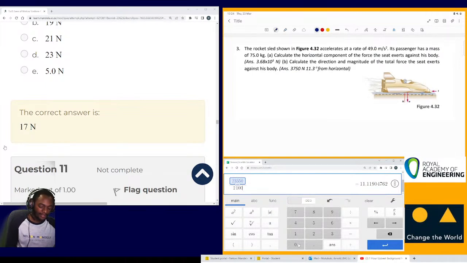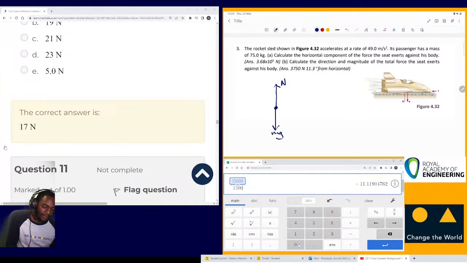Now let's look at this one. The rocket sled shown accelerates at a rate of 4.9 meters per second squared. Its passenger has a mass of 75 kilograms. So this is our passenger. Calculate the horizontal component of the force the seat exerts on his body. Okay, so identifying the forces, we've got the weight, which is mg, we've got the reaction force or the normal force.